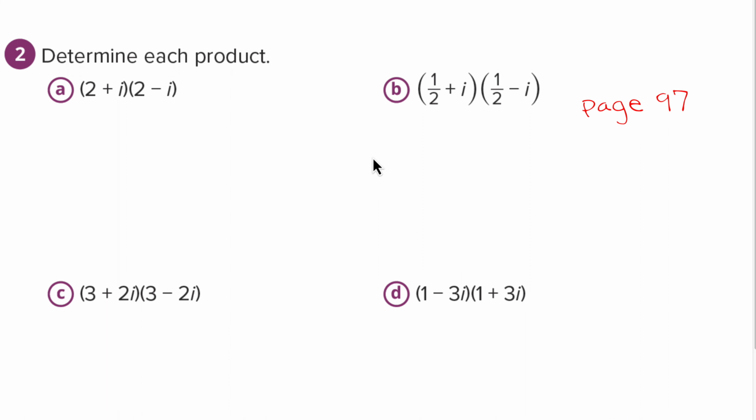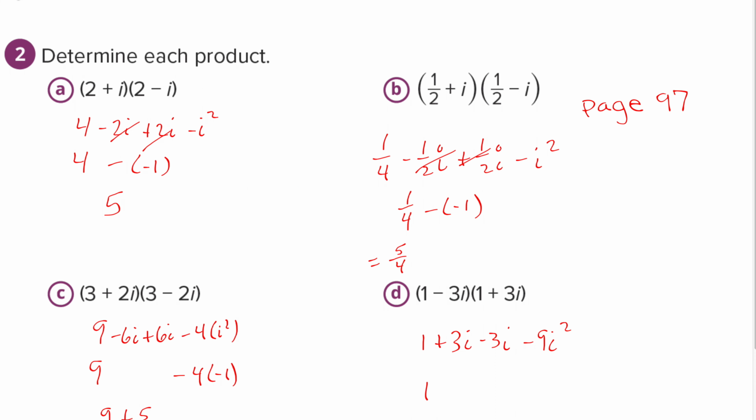Okay, this part, I want you to do this by yourself. It's number 2 on page 97. Pause the video, and it says determine each product. You're going to multiply all of these out and simplify them, and then unpause the video, and I'll show you if you're right. Pause the video. Okay, let's see if we could do this.